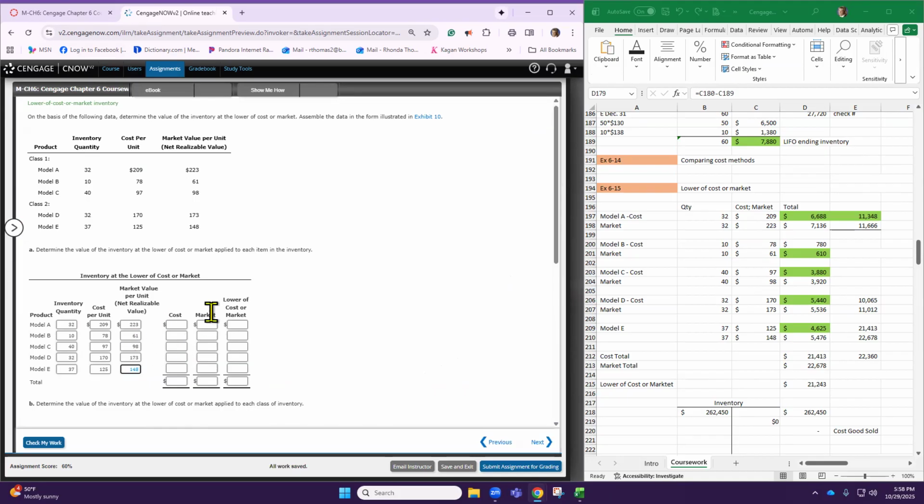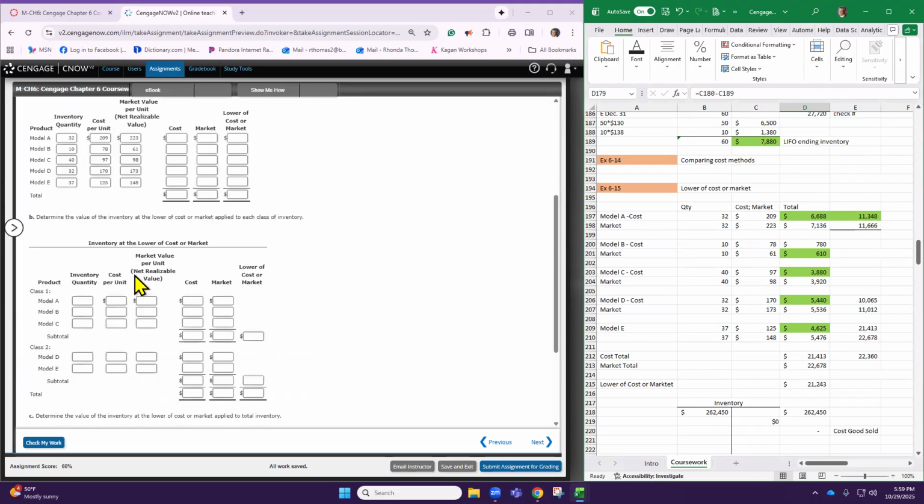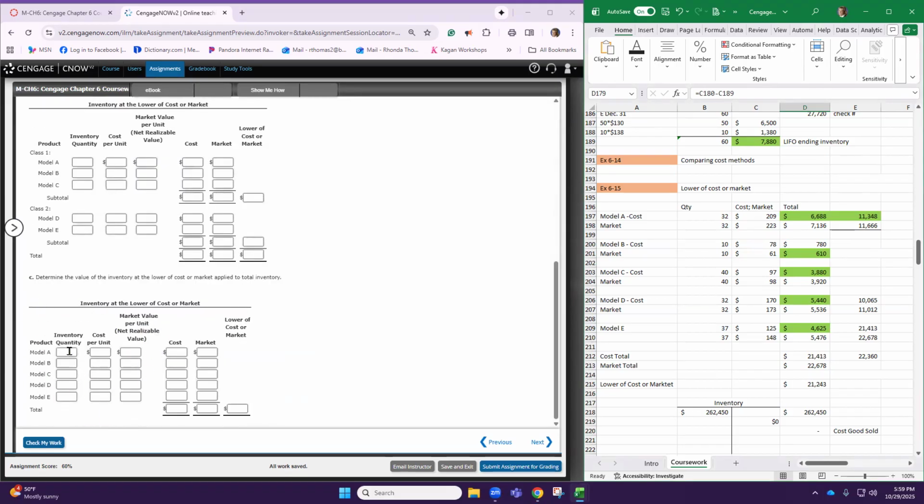So what we have to do is I've got 32 at a cost of 209 and 32 at a cost of 23. The green that you see here is which one is the lower of the two. We're just going to use this column right here. This is based on product, because then we're going to turn around and do it based on class. This is by the product, this is by the class, and then this is inventory as a whole.